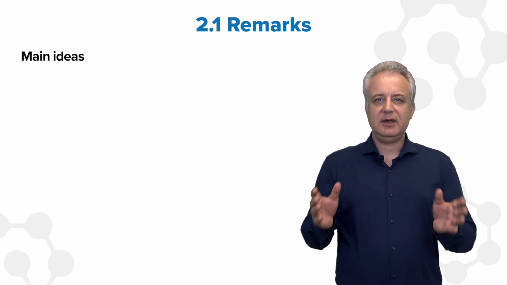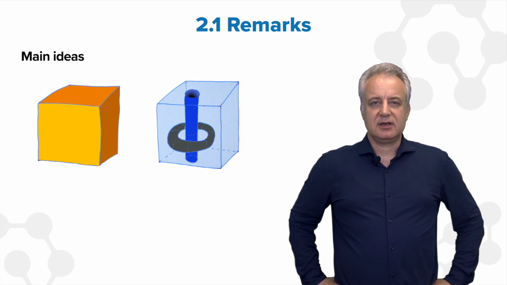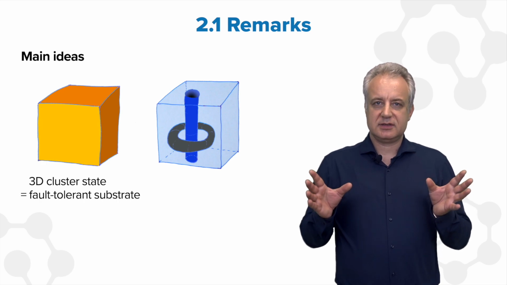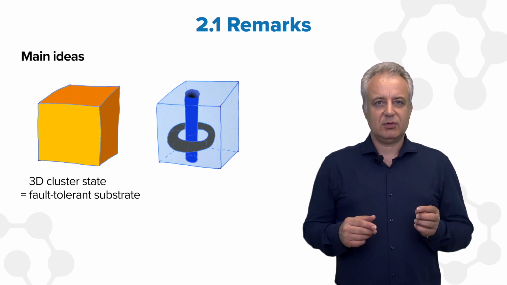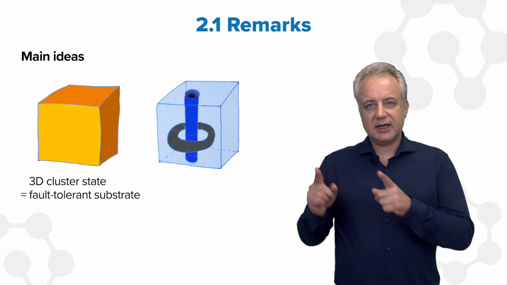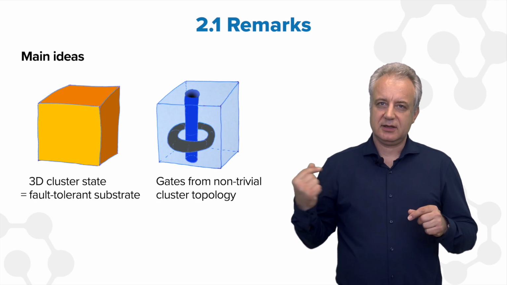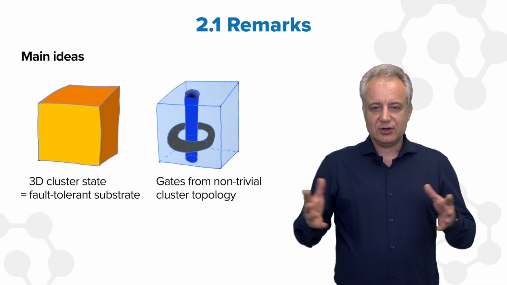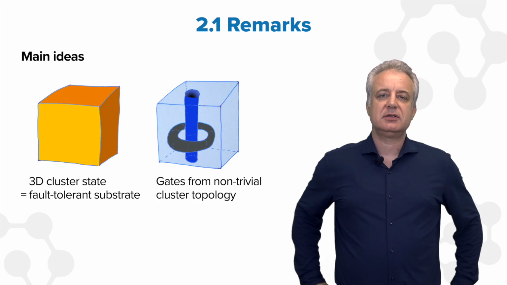Good. So now to the main idea. So there's 2 main ideas that go into this scheme. So the first is that 3-dimensional cluster states are a fault-tolerant substrate. So they have quantum error correction built in a way. And that's what we want to talk about. That's the first idea. The second idea is that if you drill holes into the cluster state, that allows you to do encoded gates. And that's also something, of course, we want to talk about here. So these are the main ideas that go into the construction.